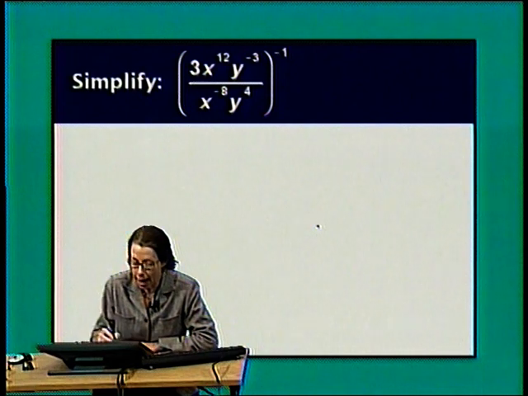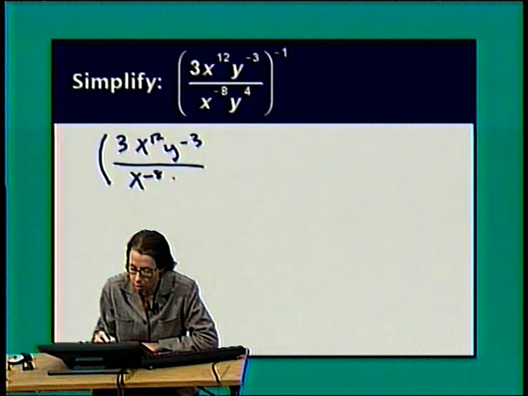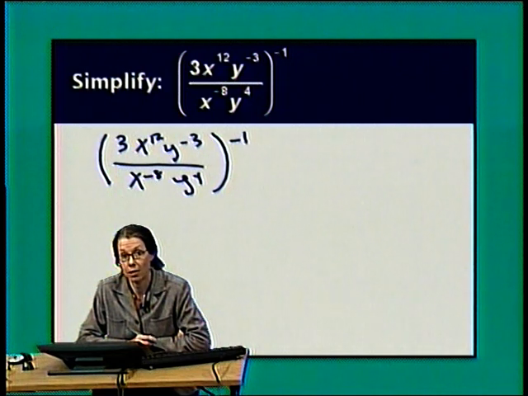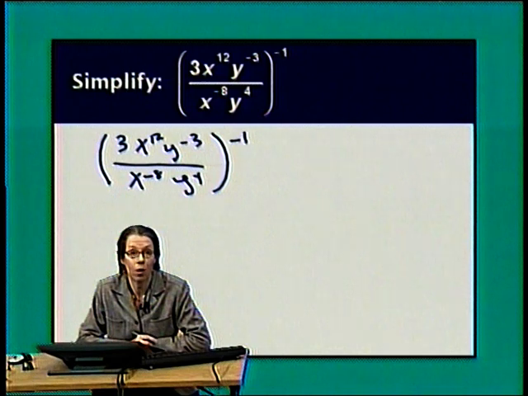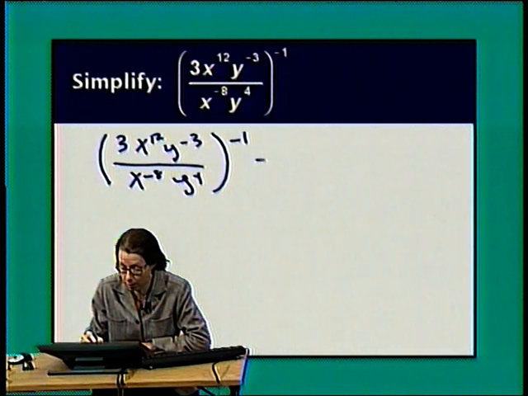Here I have a very complicated expression, all raised to the negative 1 power. Now the negative 1 power is an indication that I'm going to take the reciprocal of that expression inside the parentheses. Now I could do that right away, or I could simplify the expression inside of parentheses first. I think I'm going to do that before I take the reciprocal.